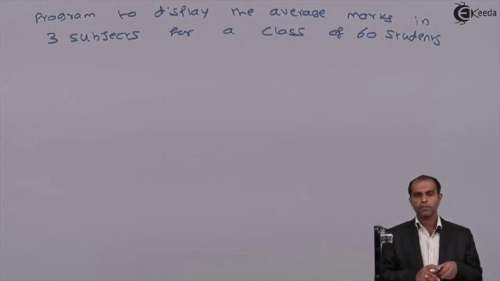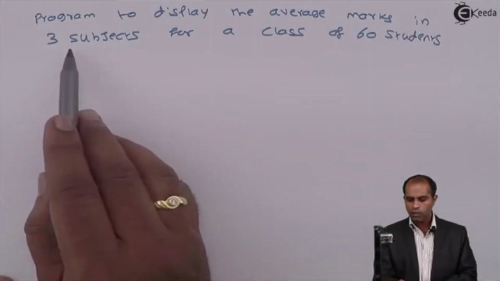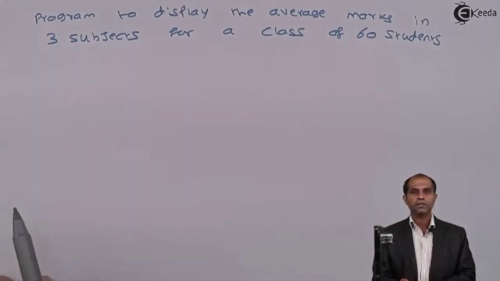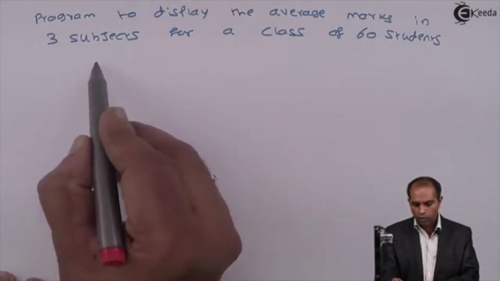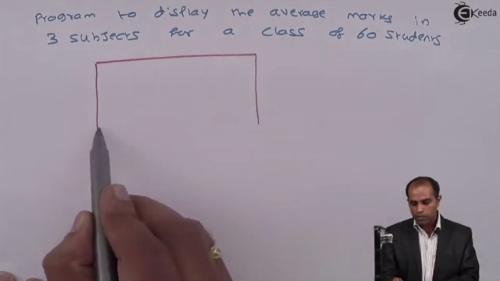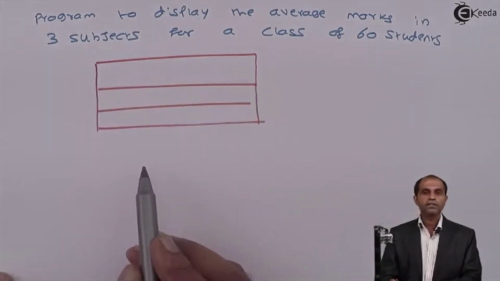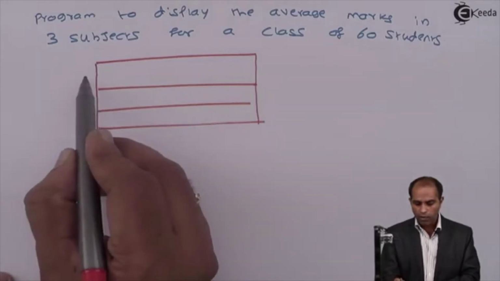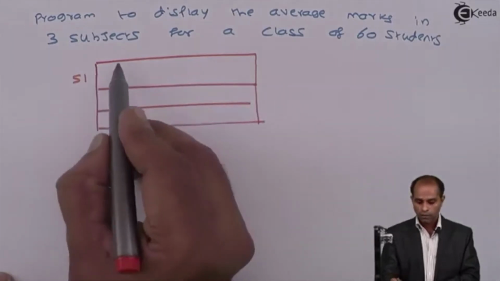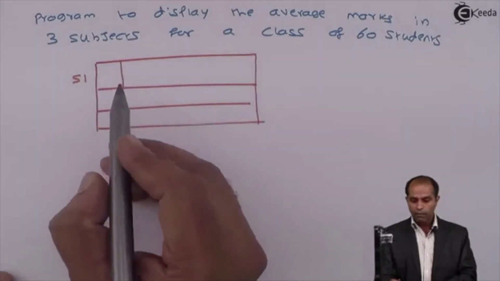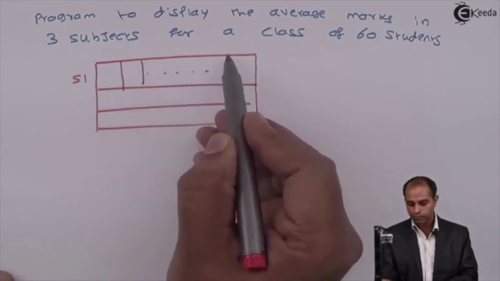Now, what will the program do at this place? This program is to display the average marks scored by 60 students in 3 subjects. So I'll declare a two-dimensional array to store the marks of 60 students in a class, a class strength of 60 students. And here I'll call this subject 1. Let me say the first row is subject 1. So we'll have this first row allocated to 60 students.